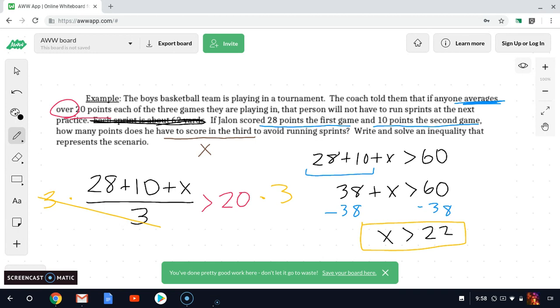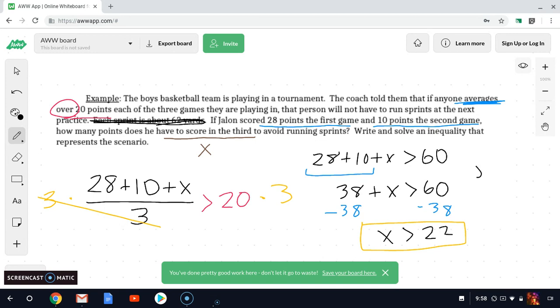If he needs more than 22 points in the third game, because that's what we found, x is greater than 22, he cannot score exactly 22 points. So he has to score 23 points or more than that to avoid sprints.